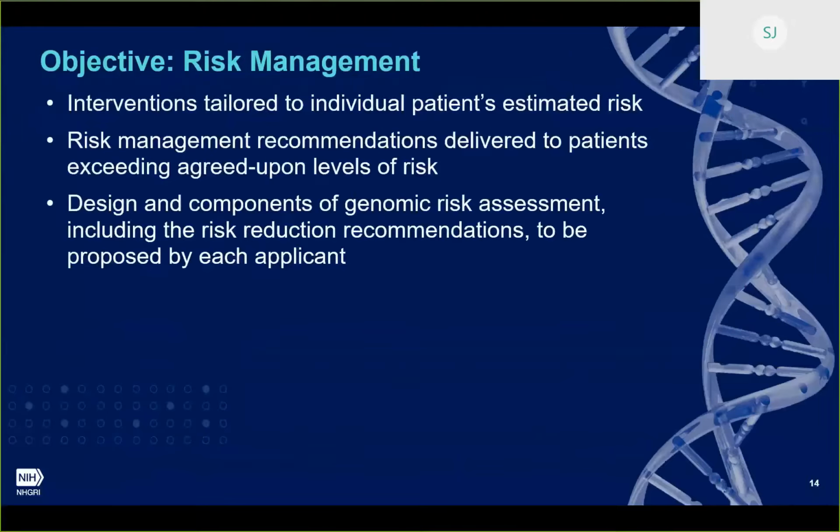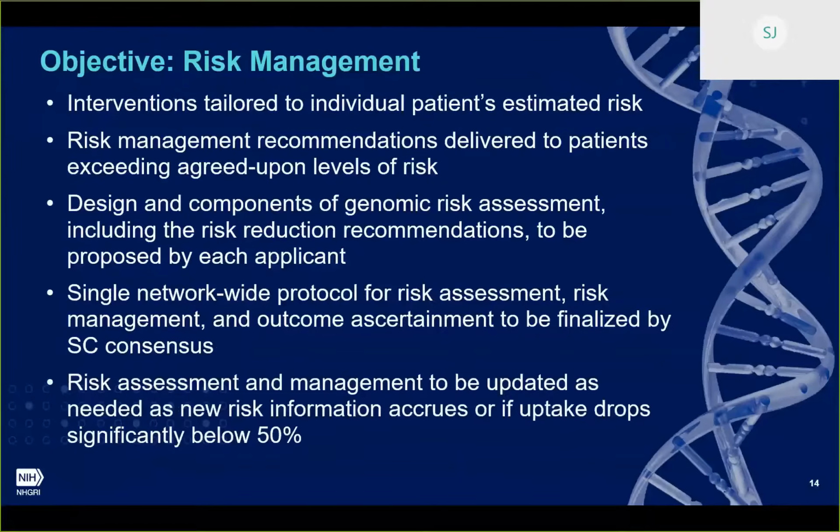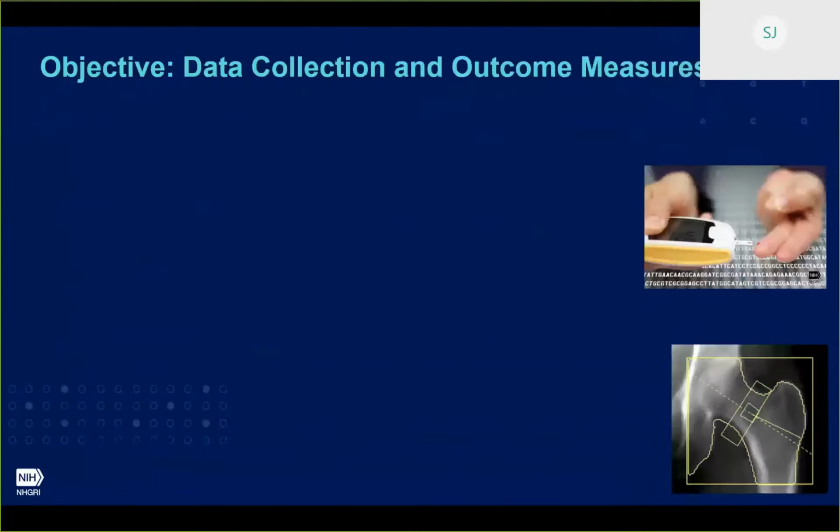We'll design components of the genomic risk assessment, again, to include risk reduction recommendations, and this should be proposed by each applicant. Again, reinforcing the single network-wide protocol for the risk assessment and risk management and outcome ascertainment will be finalized by the steering committee by consensus. The risk assessment and management will be updated again, depending on the uptake if it drops below 50%. And again, this will be finalized by the steering committee by consensus.